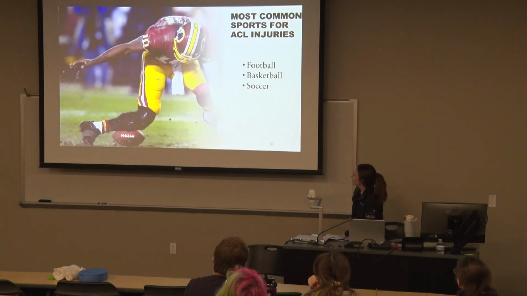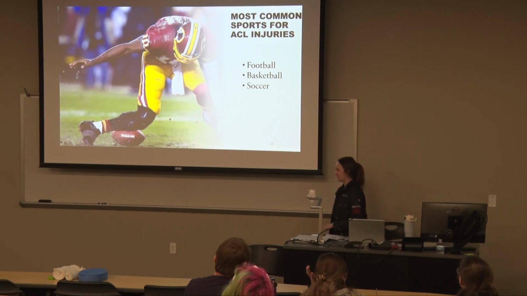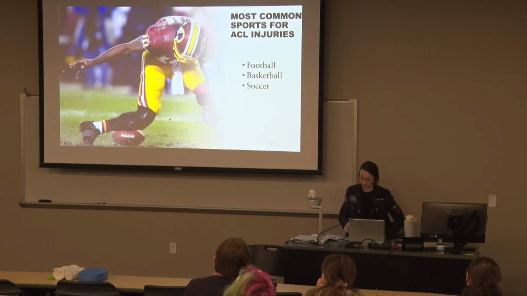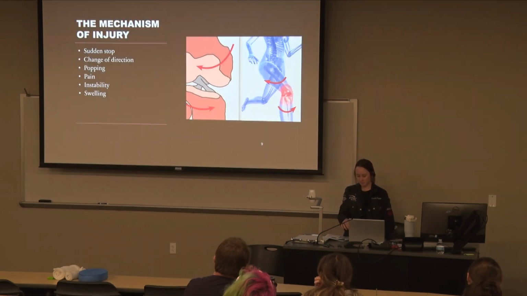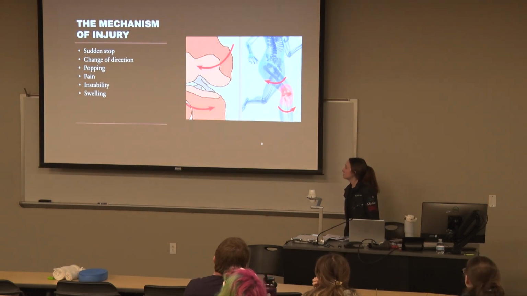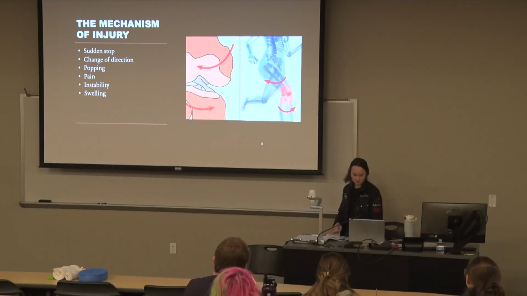So next you can see it's a pretty gnarly picture of a football player. He tore his ACL. Like I said, the most common way to tear your ACL is planting and cutting. And so we see football, basketball, and soccer are the most common sports, because in a lot of the sports you do full speed running, stopping, and cutting. A little bit more about the mechanism of the injury. Like I said earlier, sudden stop, change direction, popping, pain, instability, and swelling can cause that.